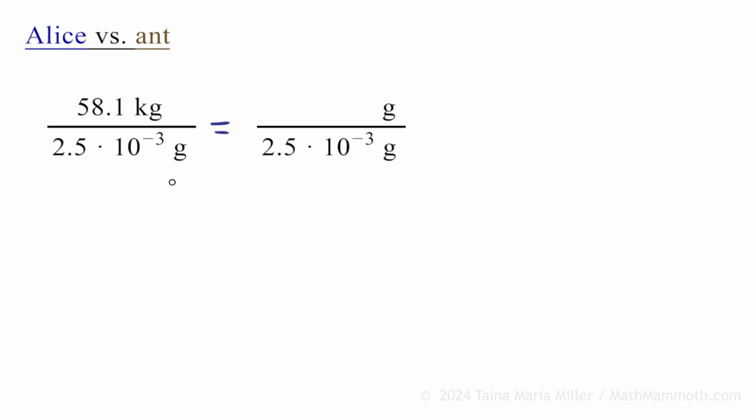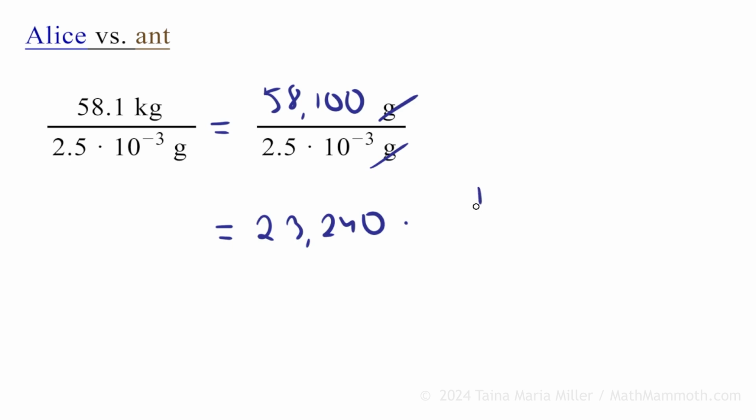58 kilograms is easy. That would be 58,000 grams. And so this becomes 58,100 grams. Okay, now the grams will cancel. And then we will use a calculator. And from a calculator we get 23,240. And then we still have this, well, it becomes 1 over 10 to the negative third. And there's no grams or kilograms anymore. This is just a plain number.